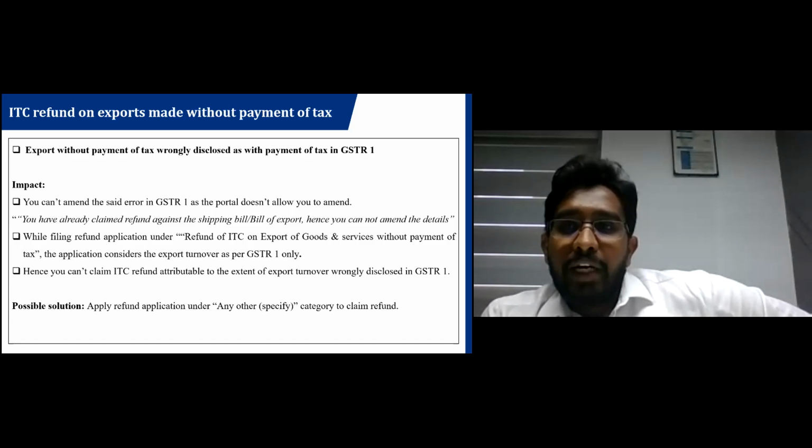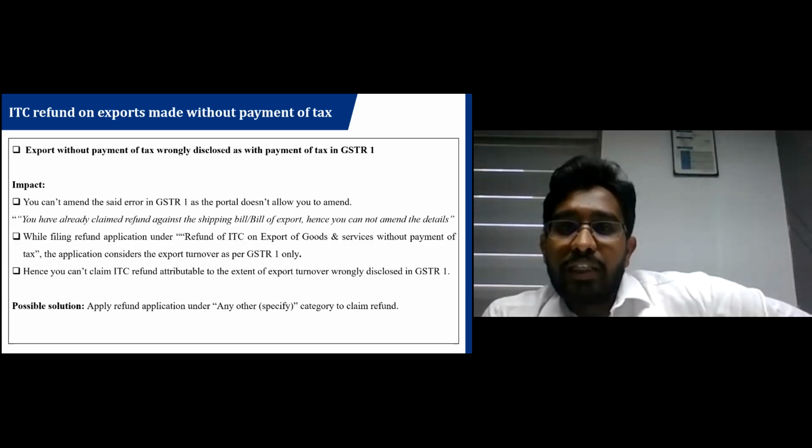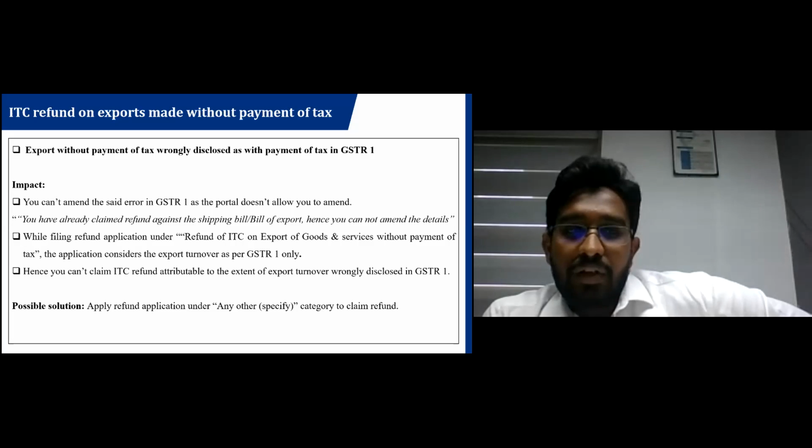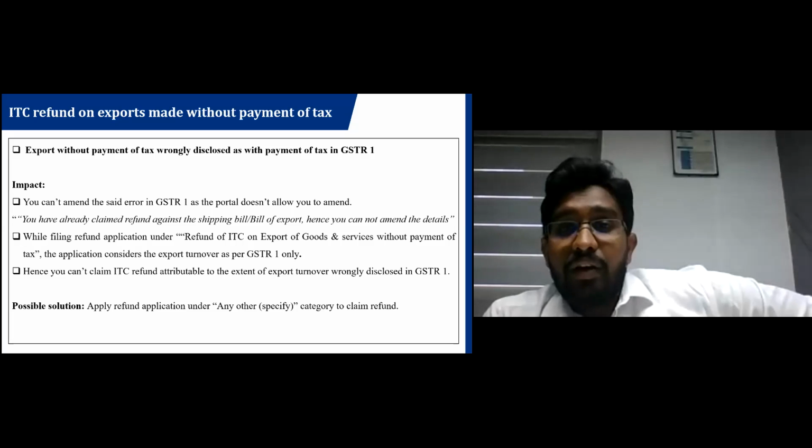Now, if you want to amend GSTR 1 by changing with payment to without payment, you can't amend it, since with-payment-of-tax export invoices can't be converted into without payment. As per the system, you have already claimed refund against such invoices. You will get that error: you have already claimed refund against the shipping bill or bill of export, hence you cannot amend that invoice. So you can't amend GSTR 1. Without amending GSTR 1, I will get refund only in proportion to 7 invoices. What I need to do?